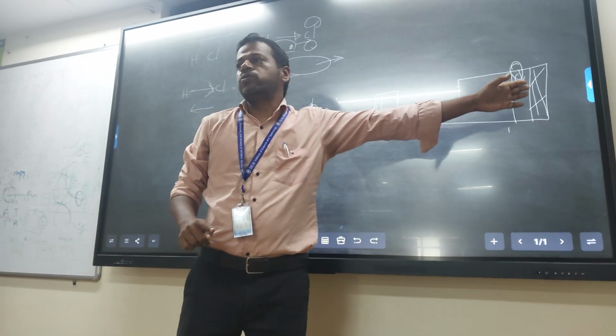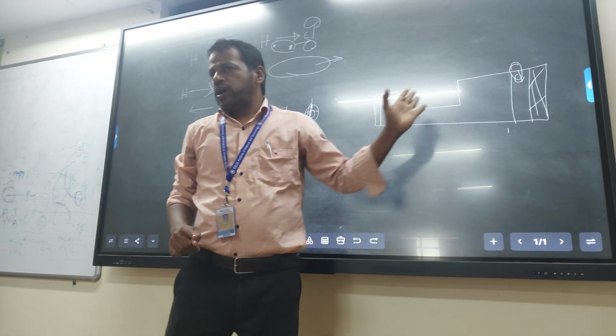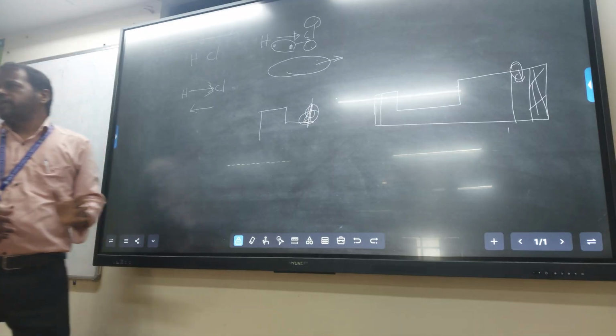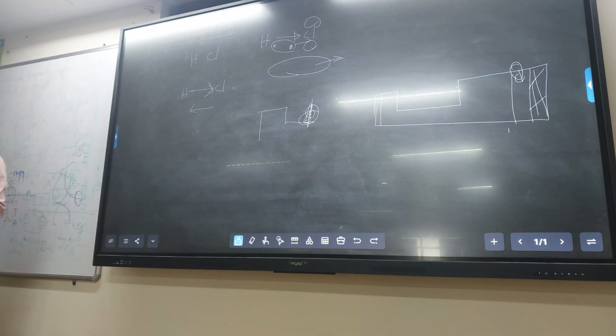Therefore here less electronegativity, here more electronegativity. So alkali metal has less electronegativity, halogen has more electronegativity. Okay, more electronegativity.